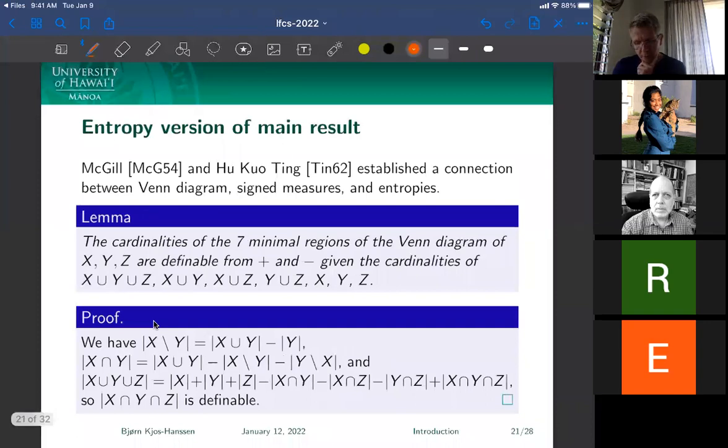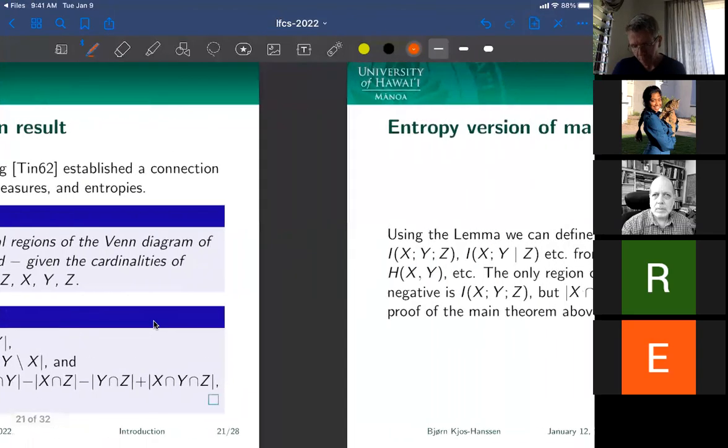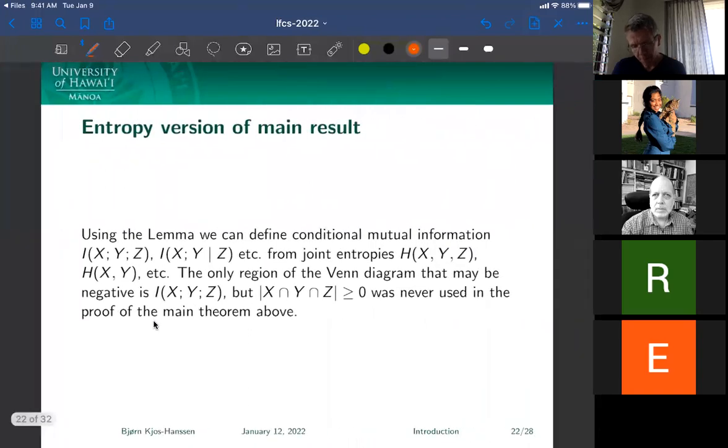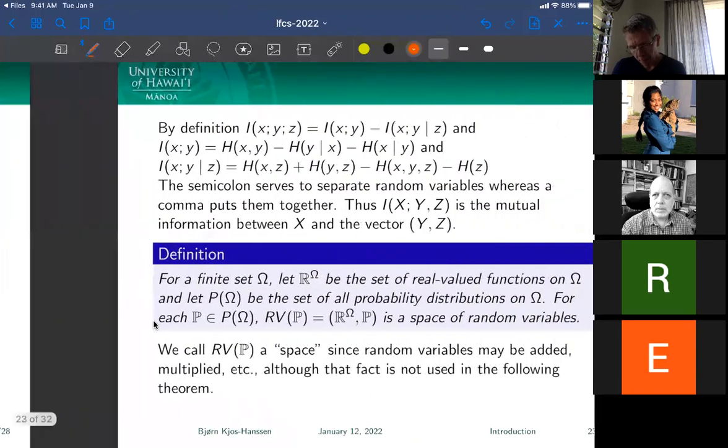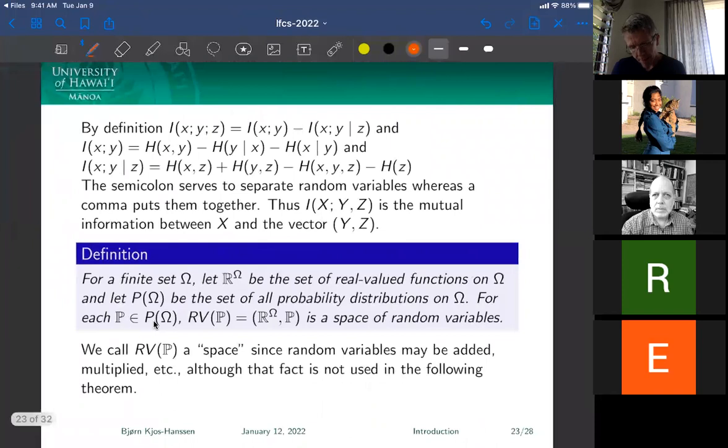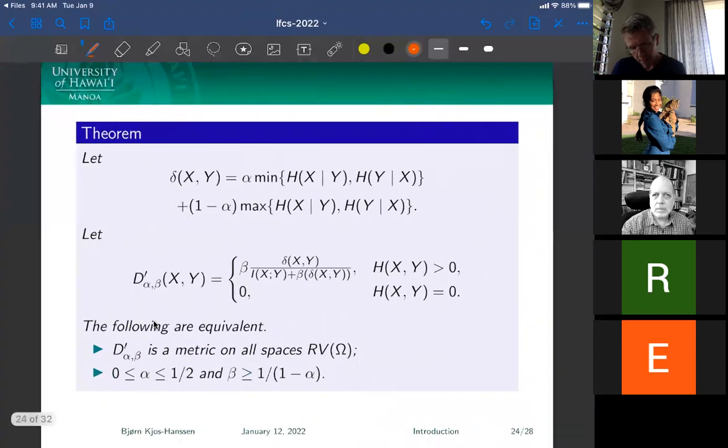There's also an entropy version of the main result that isn't in the paper, so I won't say too much about it. Basically, it's the same type of result, but now in terms of conditional entropy and mutual information.